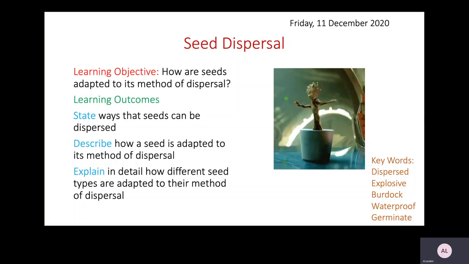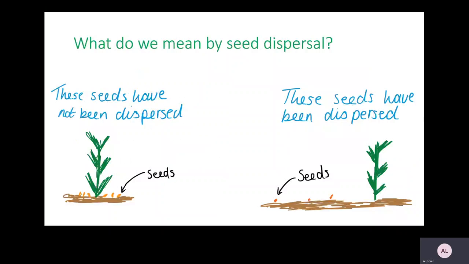So title and date in your books. So title, seed dispersal, today's date is the 11th of December. So if you get those written down and underlined in your exercise books, that'd be great. So if you need some more time, obviously just stop the video and then we'll move on.